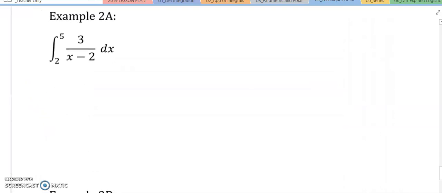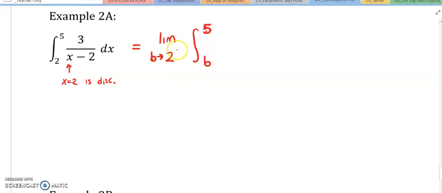The integral from 2 to 5 of 3 over x squared, and the thing we need to point out here is that x equals 2 is a discontinuity. So what that means is I need to substitute that 2 out, and I need to write that as a limit. So I'm going to substitute it out. We'll use the letter b again. b approaches 2.